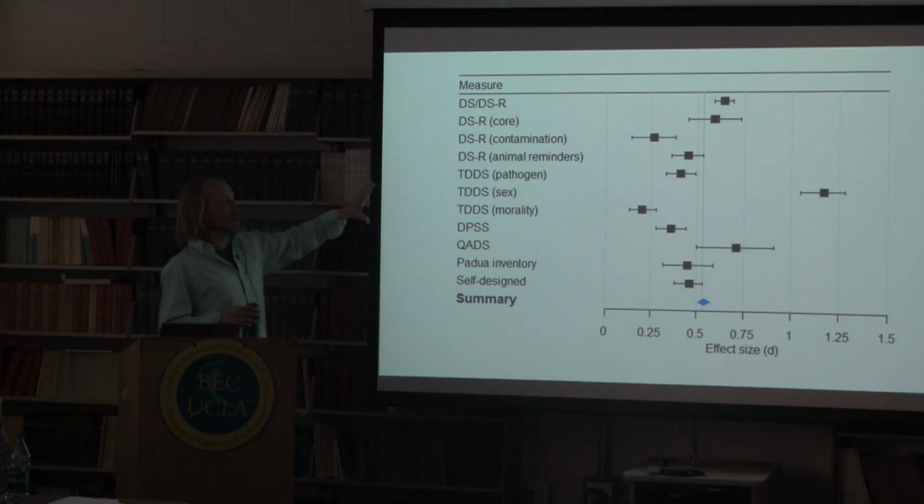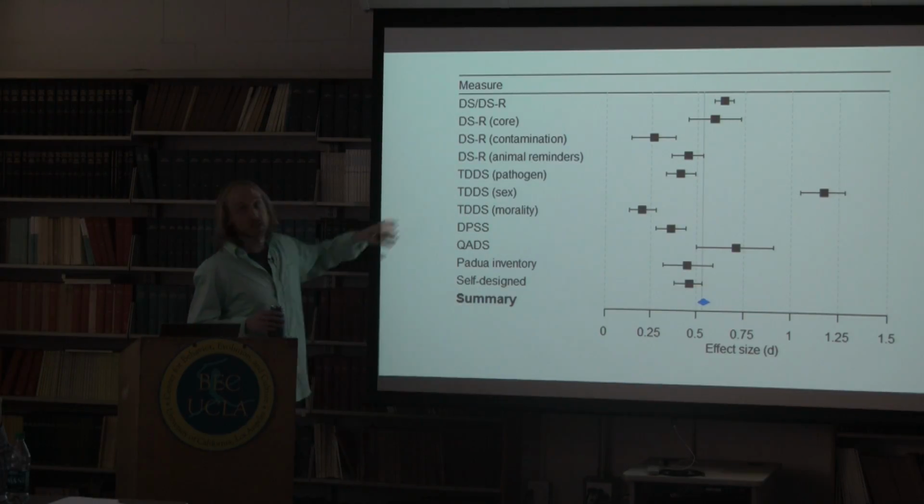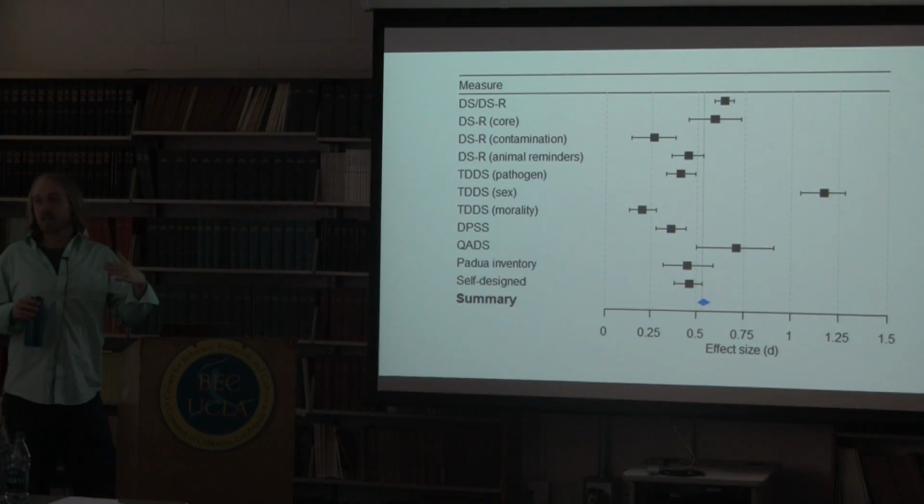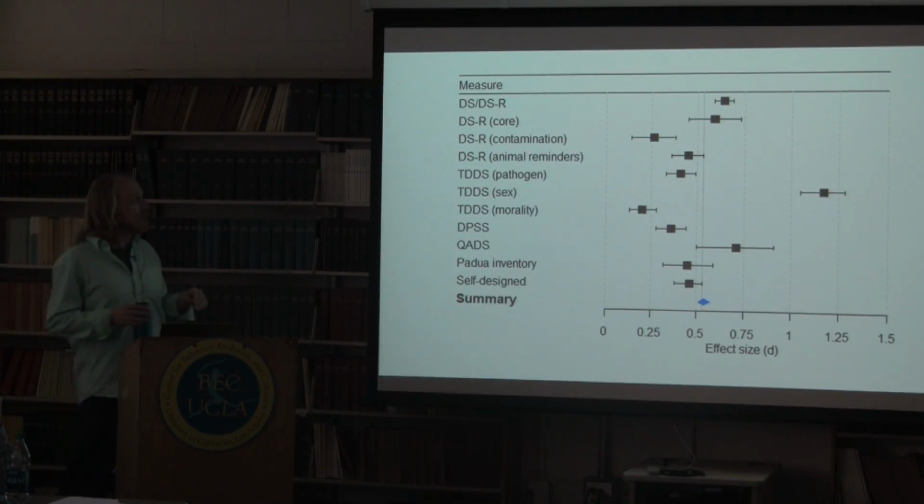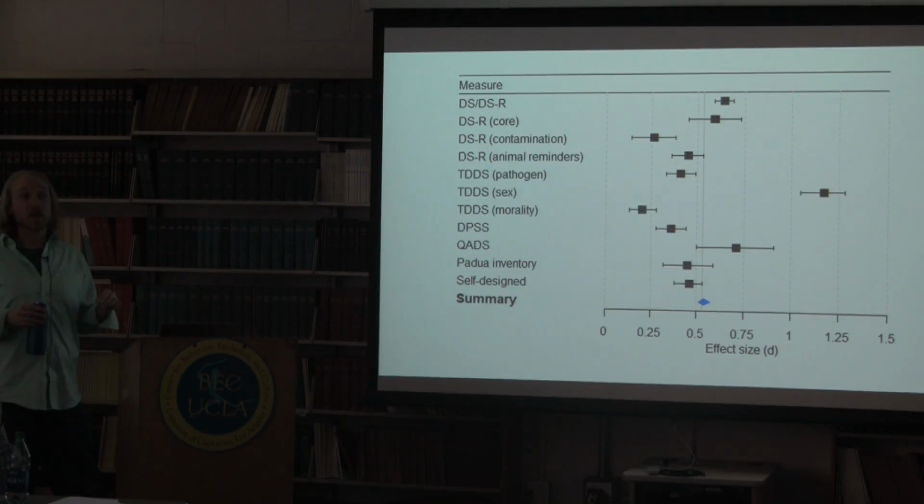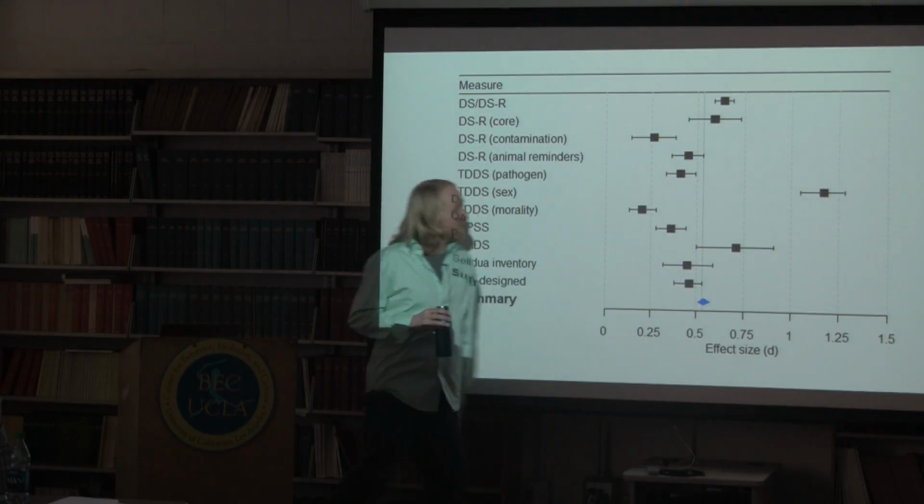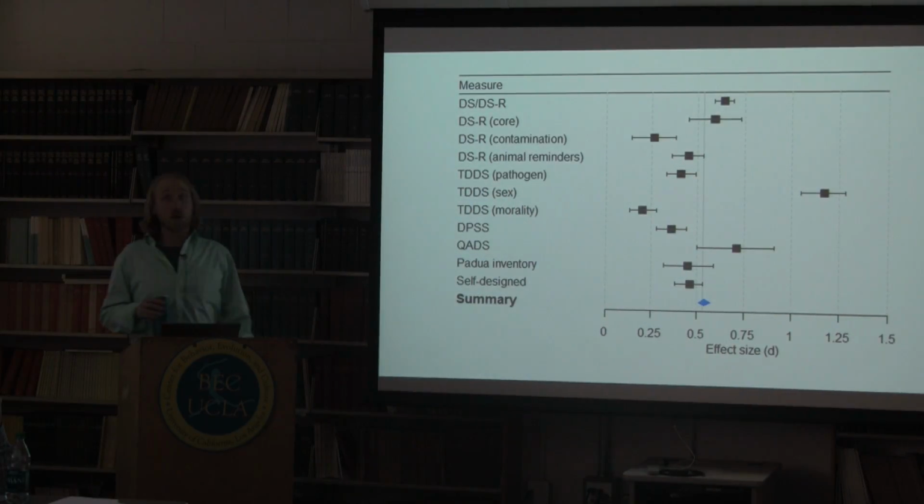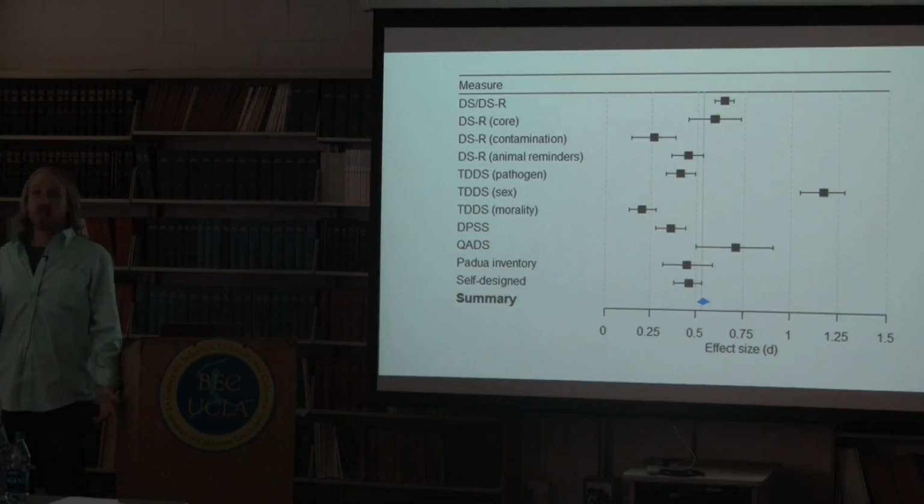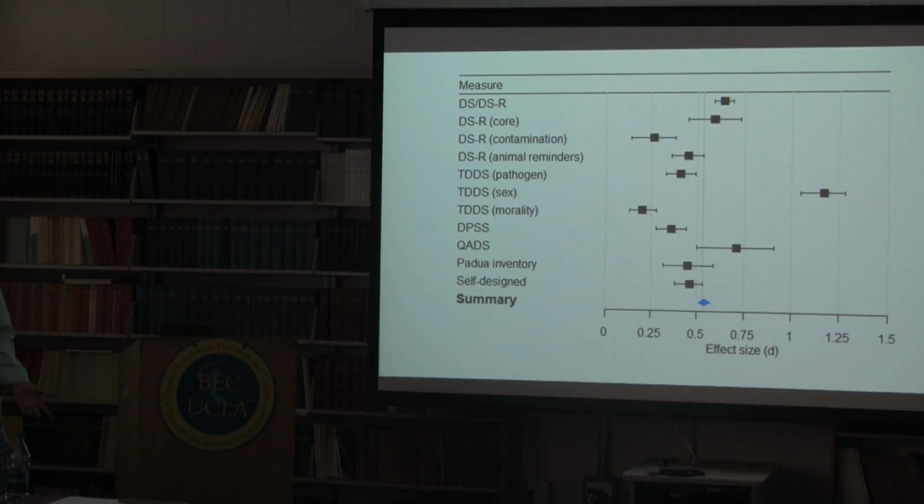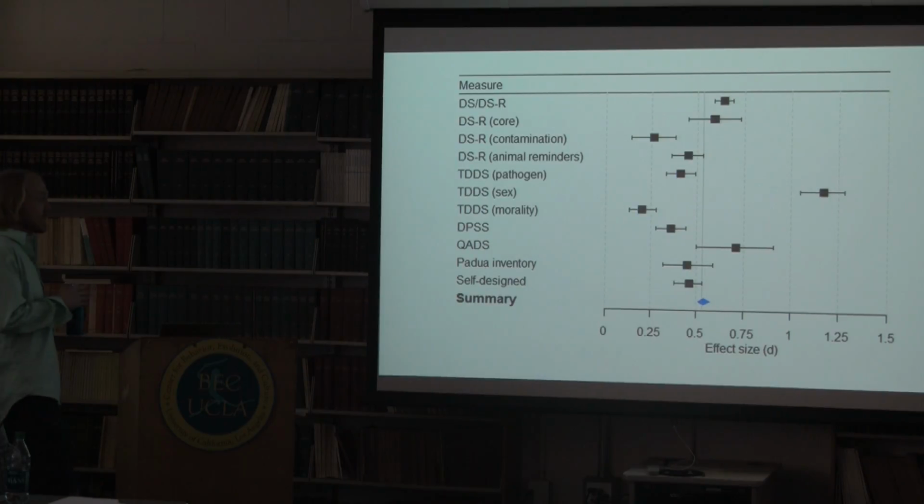To zoom in on the Tybur disgust measures, where it's differentiated in evolutionarily informed domains, the sex effect for sexual disgust is huge, way bigger than the rest. The pathogen domain tags along with roughly the average effect size. Morality is the smallest one, but moral disgust seems to show the same sex differences as all the other forms of disgust, albeit perhaps smaller, but still robust and significant.